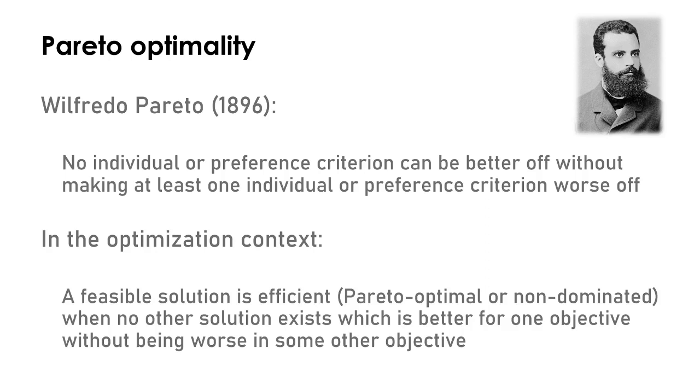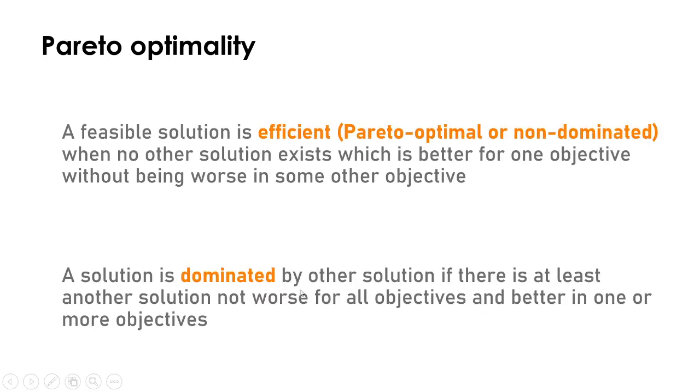We can also say it's Pareto optimal or non-dominated when no other solution exists which is better for one objective without being worse in some other objective. That's the way to define a Pareto optimal solution, but we can define the opposite, which is a dominated solution: a solution for which there is another one that is at least not worse for all objectives and better in one or more objectives.